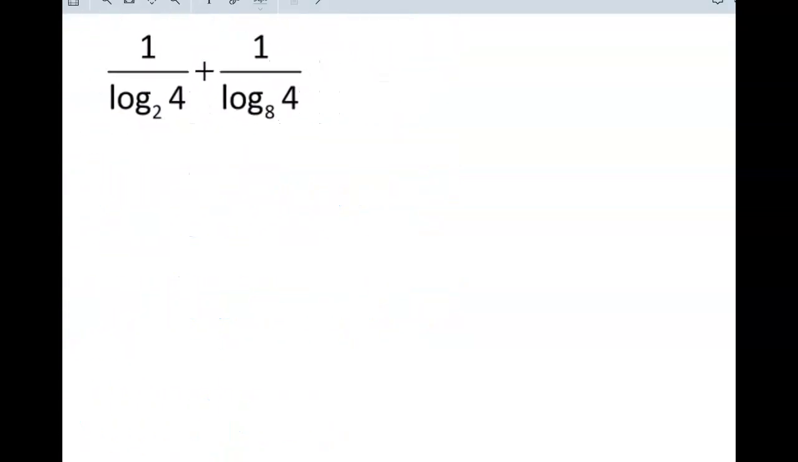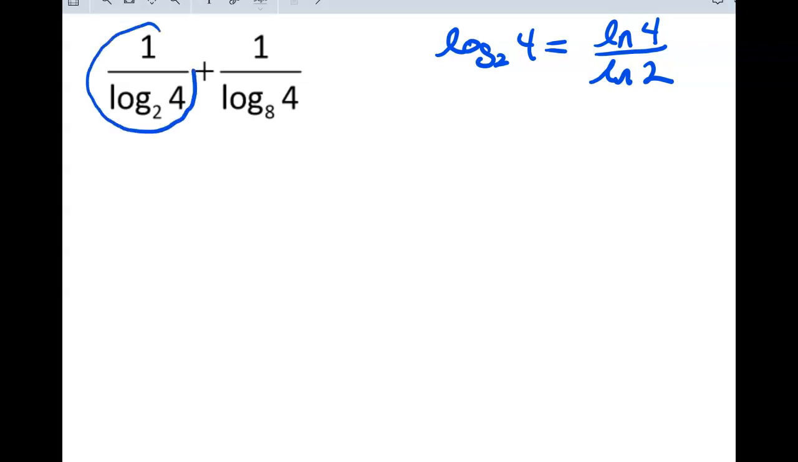This one is interesting because it has 1 over a logarithm. Now again, we can use the change of base formula here. If we change log base 2 of 4 using the change of base formula, that would be natural log of 4 over natural log of 2. So what happens if we use the change of base formula on 1 over that expression? That's just going to simply be the reciprocal of what we just wrote above. So natural log of 2 over natural log of 4.